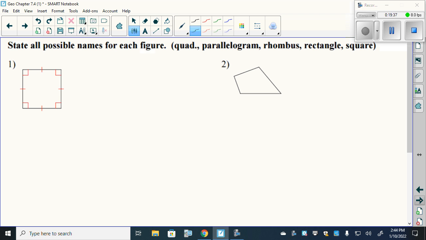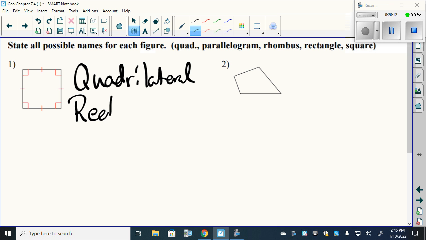This is the last part of the lesson. We want to state all possible names. Now, let's look at number 1. It does have 4 sides, so we can call it a quadrilateral, because quadrilateral means it just has 4 sides. Now, we do have all right angles, so we can call it a rectangle, and it is a rhombus.